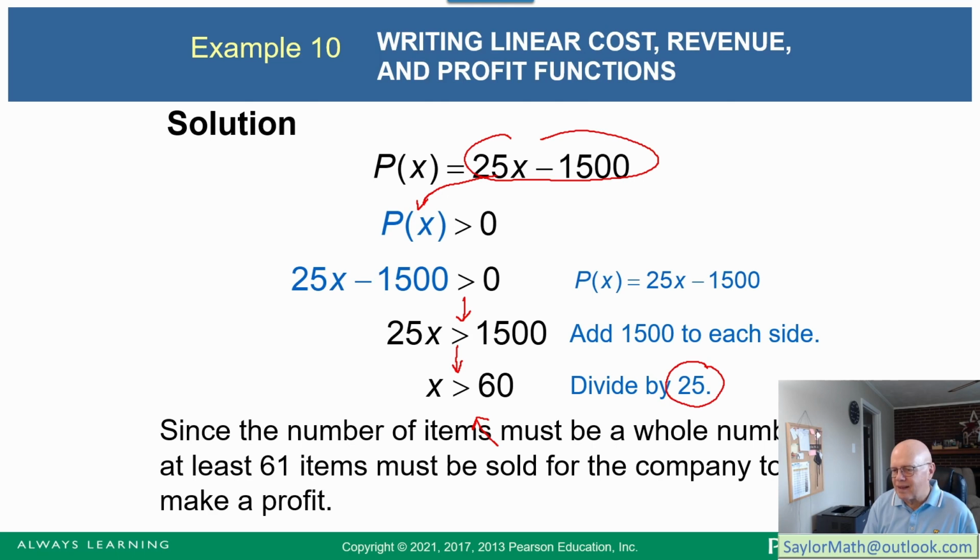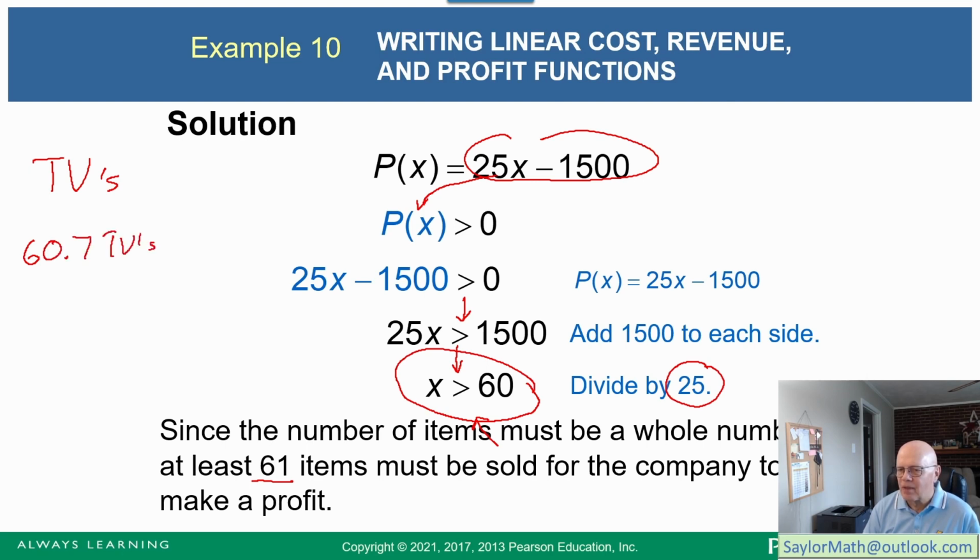Now, why does it say 61? Think about it. Let's say you are making and selling TVs. Well, this says you have to have more than 60. But can you sell 60.7 TVs? No, that doesn't make sense, right? So it has to be 61. Keep in mind, we're talking about a real question, a real answer. So don't give something silly.